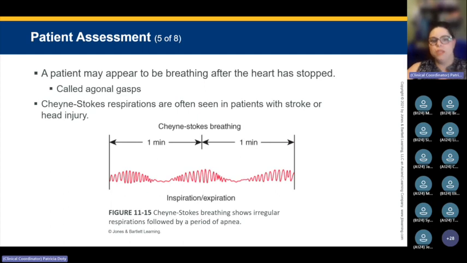Okay, so a patient may appear to be breathing after the heart has stopped. We call this agonal gasp. You'll hear them called death rattles, agonal breathing. As a matter of fact, usually you won't see death rattle on a test, but you might. That's just something that used to be called back in the Stone Age when I first took my EMT. But now you have something called, which we had this too, Cheyne-Stokes respirations. These are seen in patients that have strokes and head injuries.